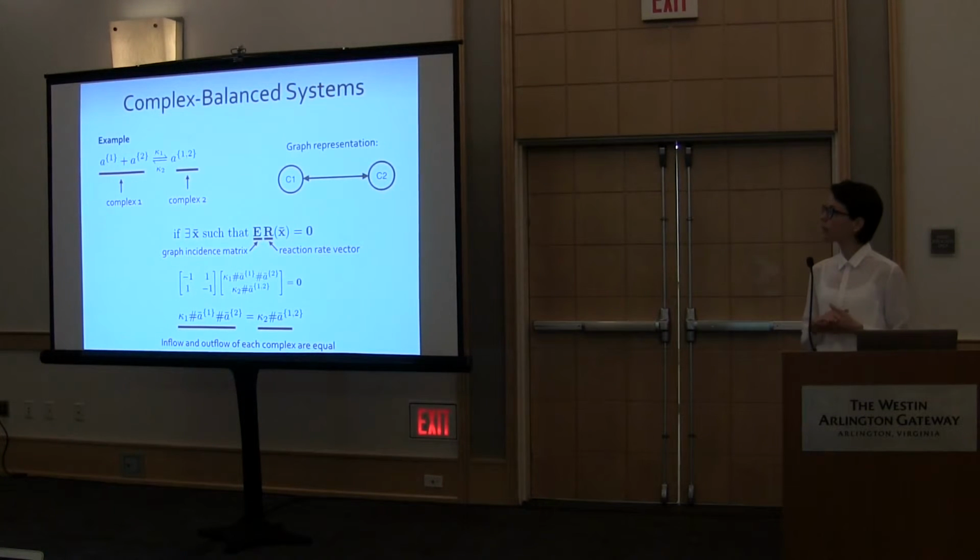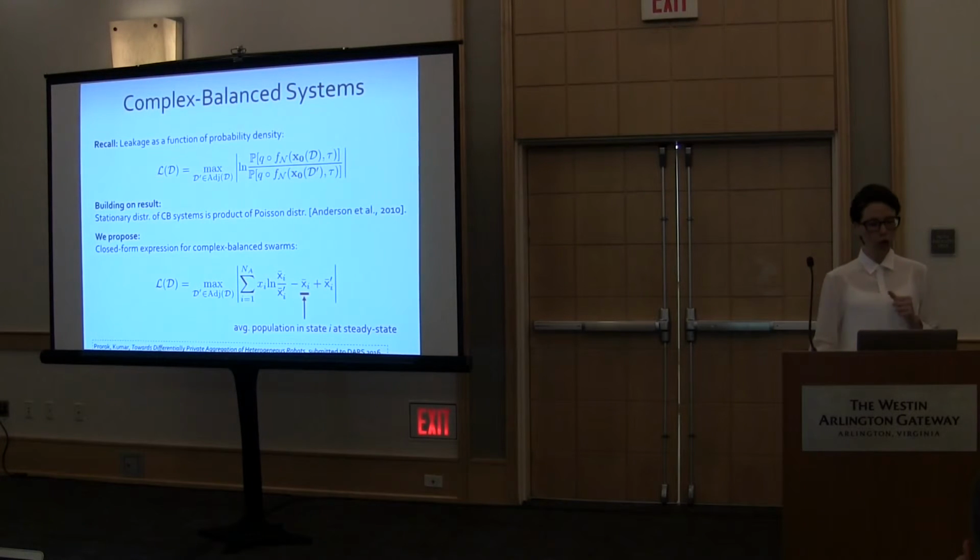So to recap the example from my early slides, what we see is that a complex is essentially a linear combination of the states on either side of the reaction. And this system here, we can actually represent it through a graph where the vertices are the complexes in our system, and the directed edges here represent the reactions. And then if we can show that we have a reaction rate vector that, when multiplied by this graph incidence matrix, equals 0, then we can show that the system is complex balanced. And we do that for our previous example, and you can see by studying the very last equation that indeed the inflow and outflow of each complex are equal at steady state.